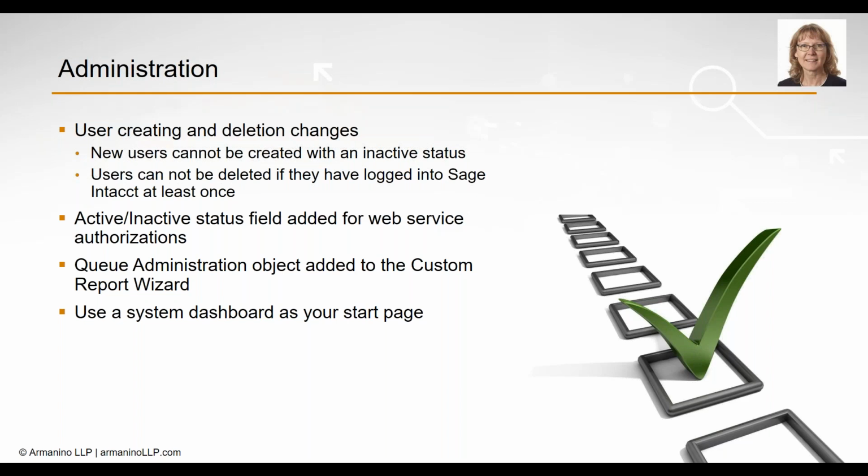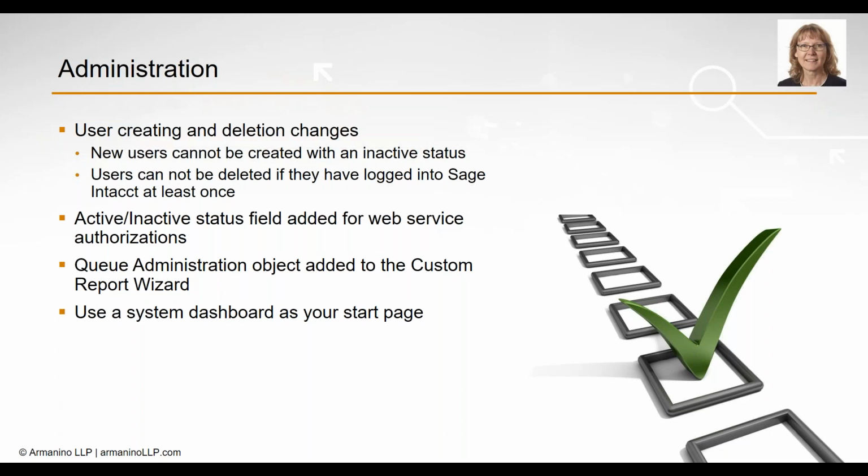Queue administration object added to the custom report wizard. So in the custom report writer, that's an object that you can now choose called queue administration. The purpose of that is to get a report on your offline jobs and your offline job history.